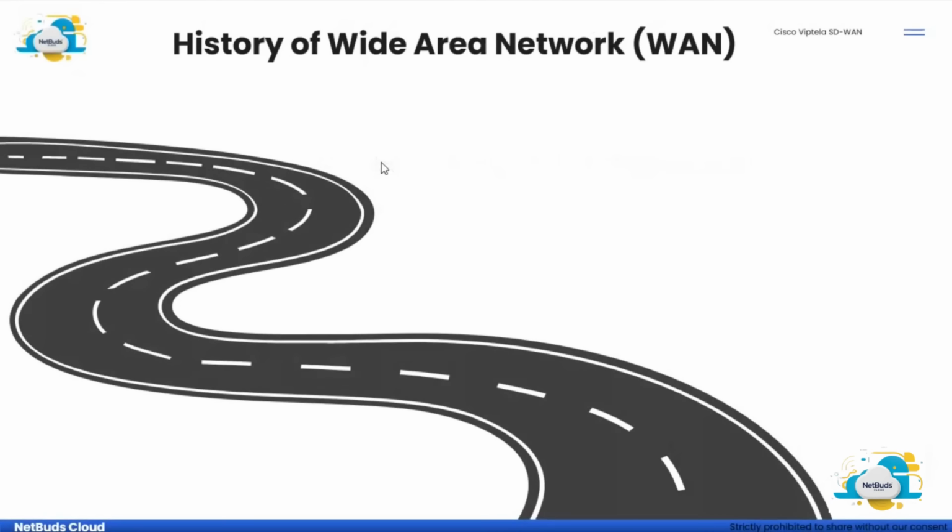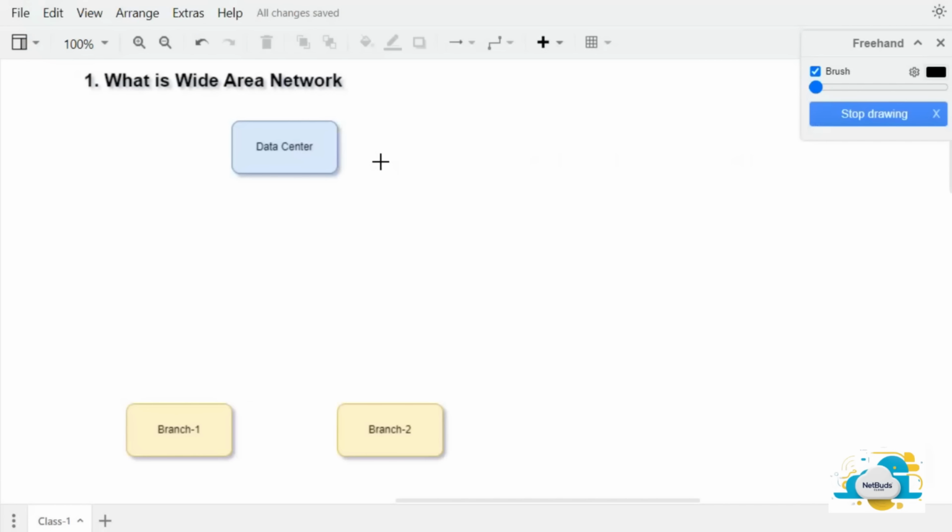So let's discuss the evolution and history of the wide area network, and we'll try to cover these items. Let's start with 1970. The first thing coming to the market is the leased line. Before going to this one, let me show you the meaning of the wide area network and why we need it.